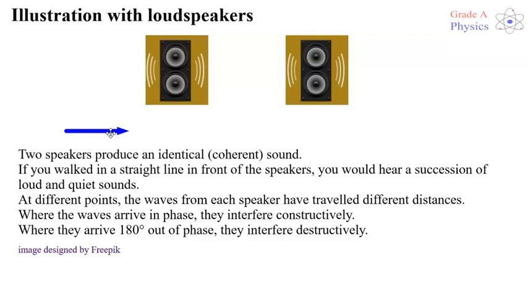Now, it wouldn't be totally quiet because you've got a lot of reflection around the room, but what is effectively happening is where those two waves, so the wave from the left speaker and the wave from the right speaker, where they meet in phase, we get constructive interference, so we hear a loud sound, and where they meet out of phase, we get destructive interference, which is a quiet sound.